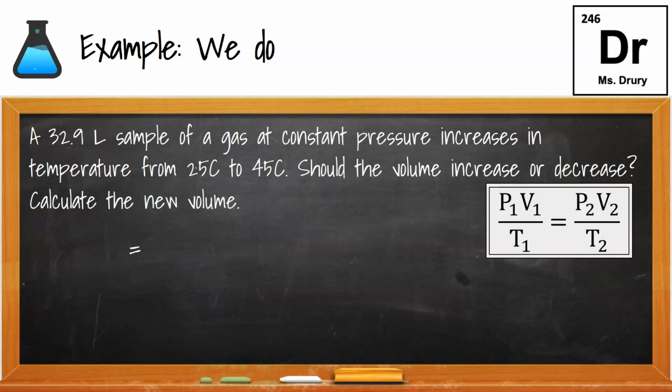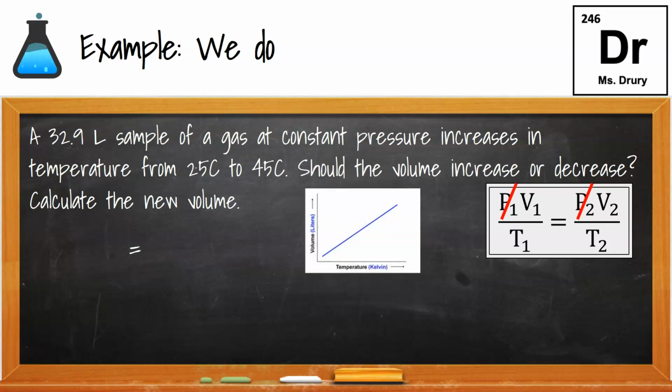Now we're going to do it a little bit slower together. A 32.9 liter sample of a gas at constant pressure, that means that the pressures will cancel, increases in temperature from 25 to 45. You should be thinking, hey, volume and temperature also have a direct relationship. If the temperature is going up, the volume should go up. Technically, if the temperature goes up by almost double, the volume should go up by almost double. But keep in mind that's in Celsius, so we're going to have to convert that to Kelvin. So we know that the volume should increase.